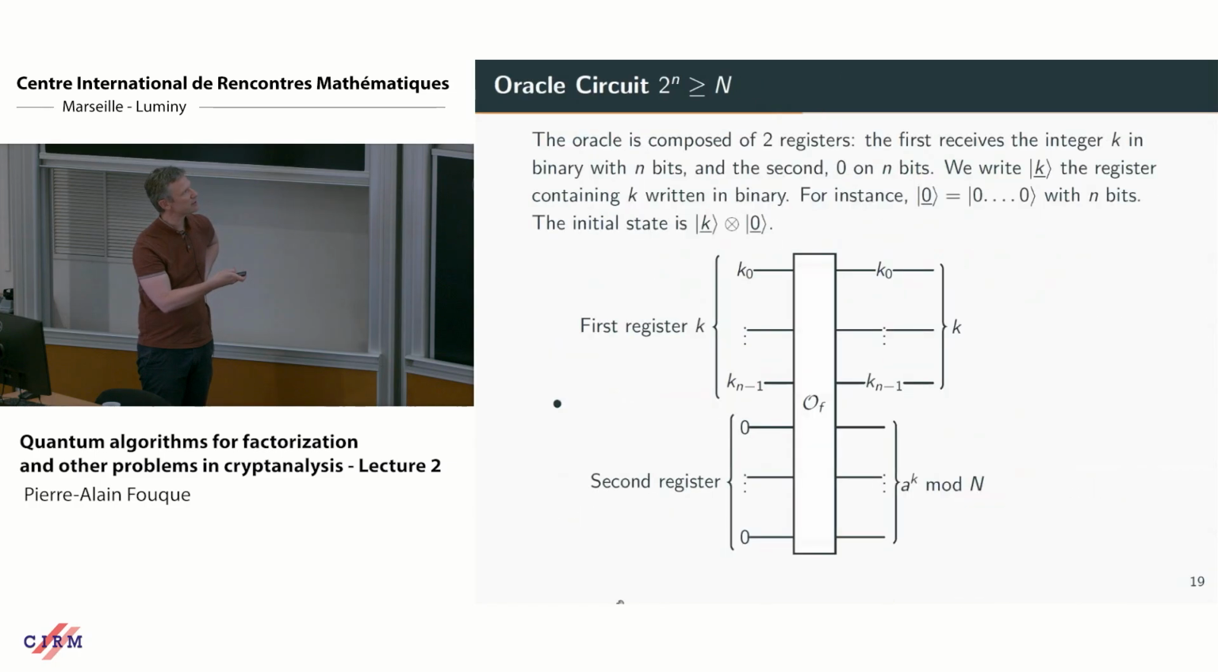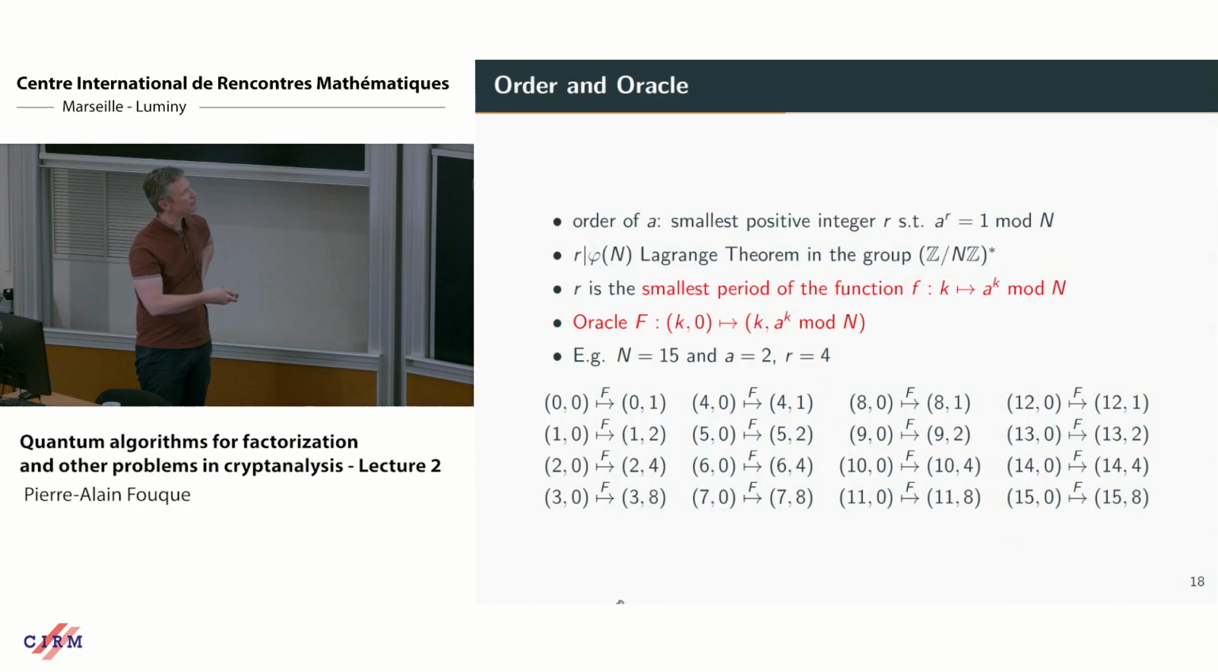Okay, so for instance, if the second register is a 2, and I observe the first register, it could be 1, 5, 9, or 13. And if it is only 9, I have alpha 0 and beta 0, but I have no information about the period.